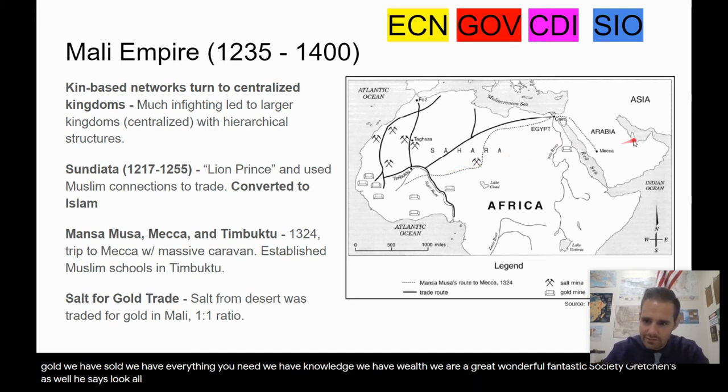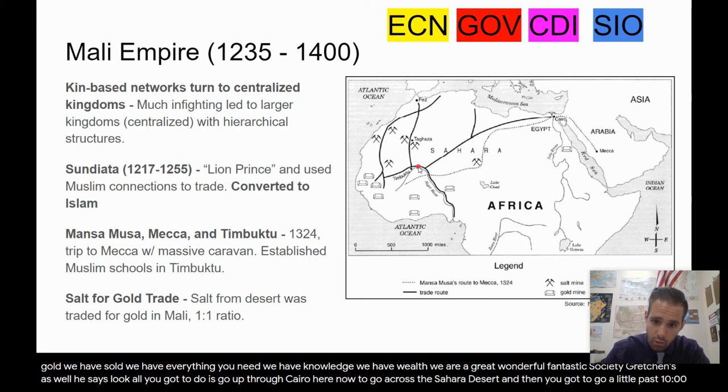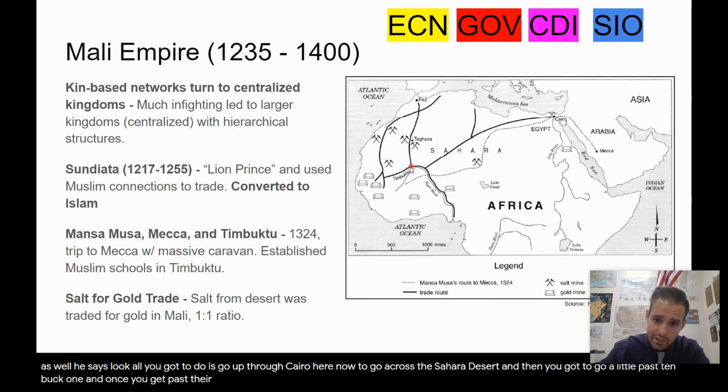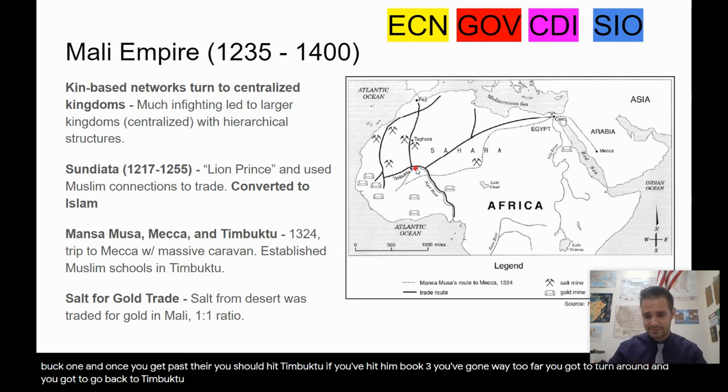He says, look, all you got to do is go up through Cairo here. You got to go across the Sahara Desert, and then you got to go a little past Timbuktu. And once you get past there, you should hit Timbuktu. If you've hit Timbuktu, you've gone way too far. You got to turn around and go back to Timbuktu because that's the place to be.